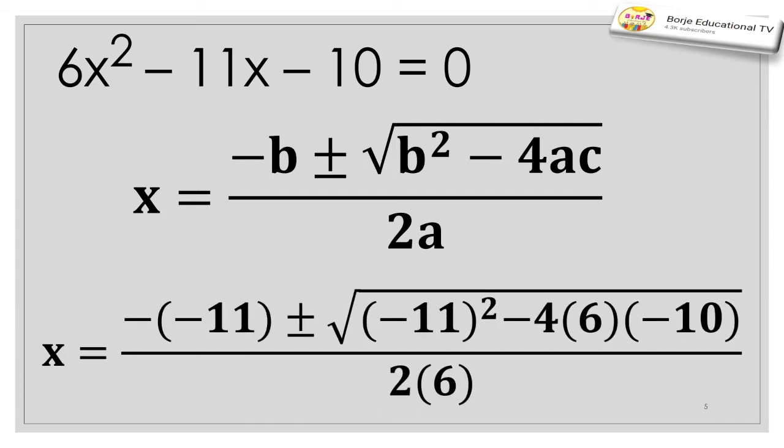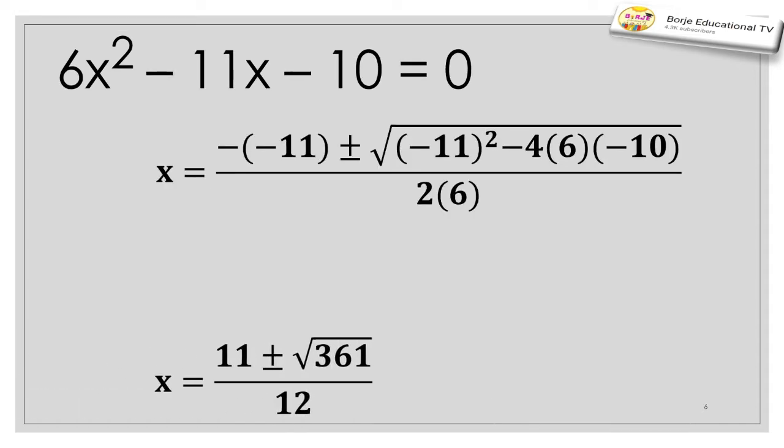Then substitute the values of a, b, and c into our formula. So the formula becomes x is equal to negative multiplied by negative 11, positive and negative, the square root of the square of negative 11 minus 4 times 6 multiplied by negative 10, all over 2 times 6.